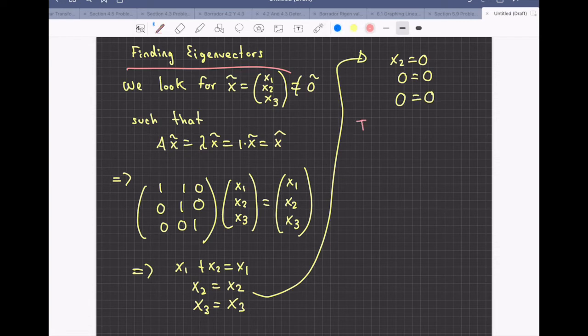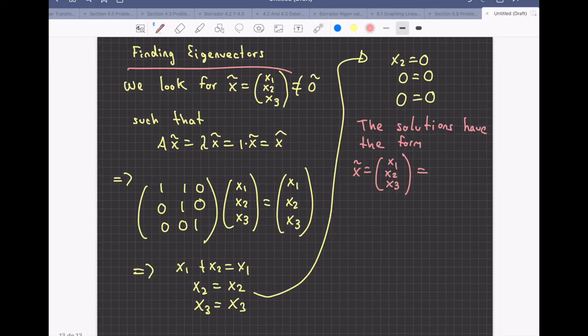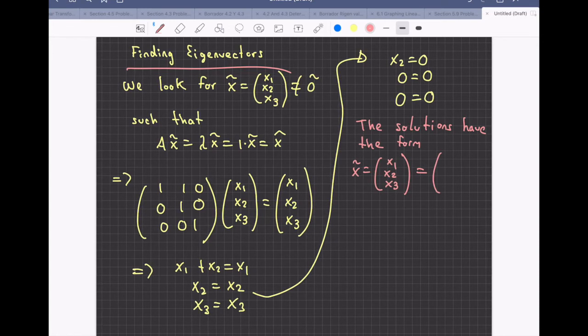So this means the solutions have the form x equal to x1, x2, x3. Notice in this case we're going to have two free variables because they don't appear here, so that means that x1 and x3 are free variables. So the solutions have the form x1, 0, and x3. You see, because x1 and x3 are free variables. They don't show up here. The only basic variable is x2.